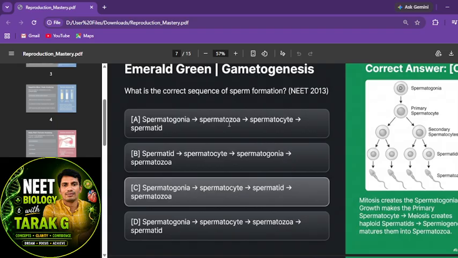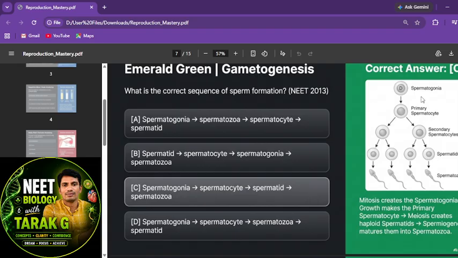Spermatogonia, spermatozoa, spermatocyte, spermatid. Right? Spermatogonia, spermatozoa, they have given it wrong. Spermatid, spermatocyte, and spermatogonia is wrong, right? Spermatogonia is a primordial germ cell, PGC. The sequence is spermatogonia, spermatocyte, spermatid, spermatozoa. Here is spermiogenesis and spermiation. So the answer is C. C is the correct answer.